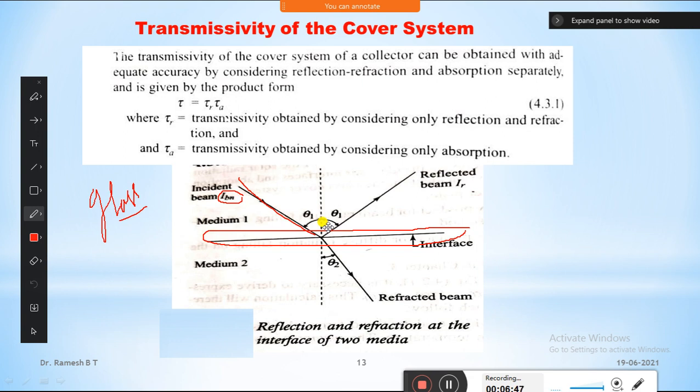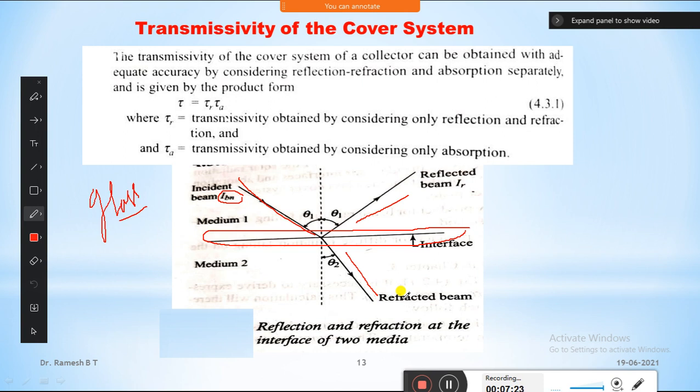It will reflect and it will refract. Some amount of the incident ray will be reflected, and some amount will be refracted. Refracted means it will pass through media 2. If it is 100% of the incident beam, some 50% will reflect and some 50% will refract. So reflection and refraction both take place at the interface between media 1 and media 2.